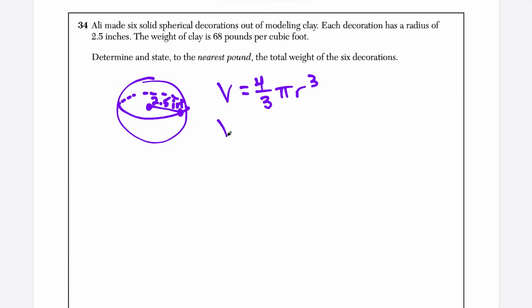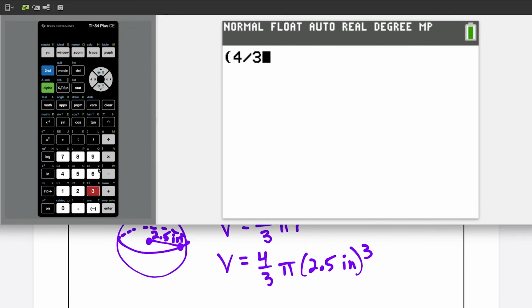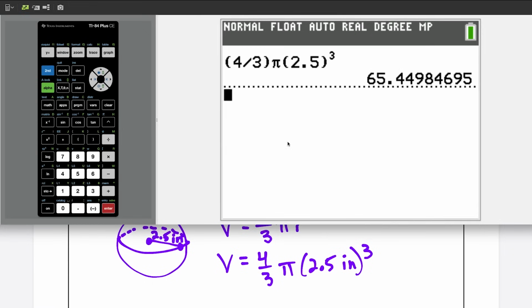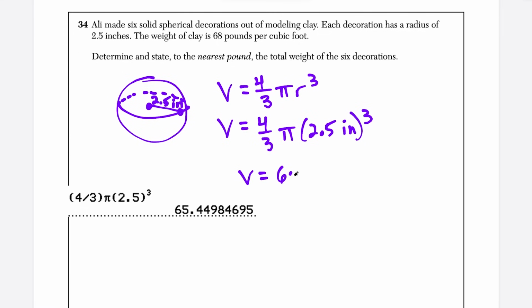So here we just have to plug in the radius. We have 4/3 pi times the radius, which is 2.5 inches, and this we're raising to the 3rd power. So I write 4/3 in parentheses, and then times pi, second and the up arrow, and then we're multiplying that by 2.5 to the 3rd power. Okay, we press enter. And this gives us the volume of one sphere. So the volume is equal to 65 and we have this decimal here. Okay, and the units are cubic inches. We have inches to the 3rd power, so the units are going to be cubic inches.